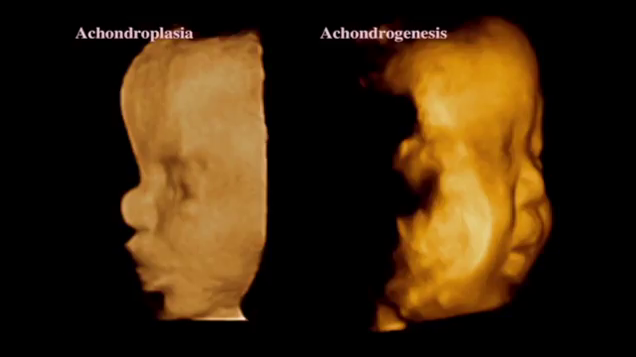Now, these are two fetuses that had skeletal dysplasias. This one has achondroplasia, and this one has achondrogenesis. Achondrogenesis is a very, very severe short-limb dwarfism that is lethal, and you can see the small midface that these fetuses have. Achondroplasia is diagnosed much later in pregnancy. They survive and do actually quite well as adults, although they are small individuals.